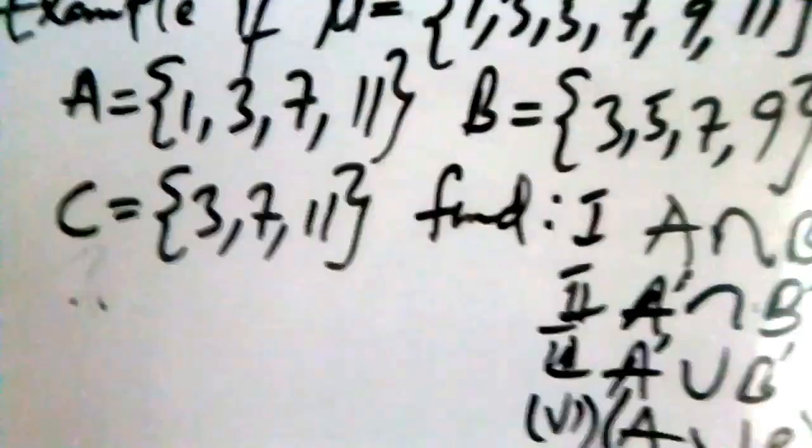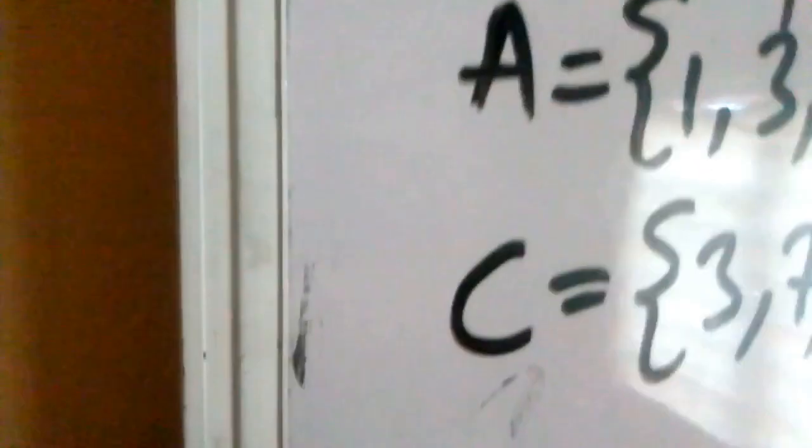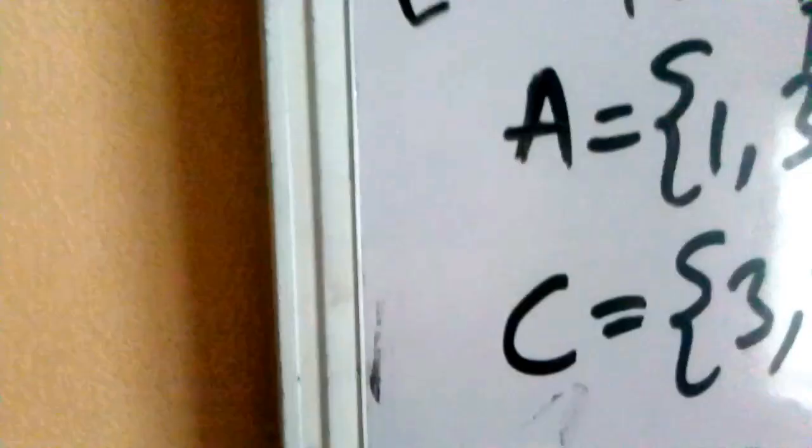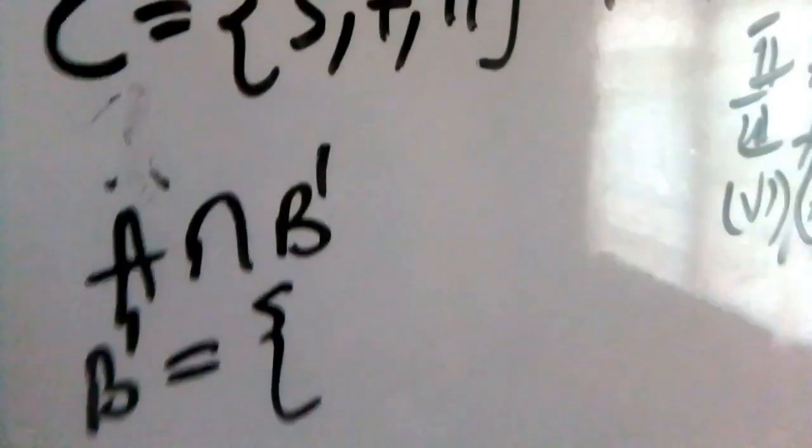So how do we go about this? The first thing we are supposed to find is the set A intersection B complement. We know the set A, but we don't know B complement. So we have to write B complement first.